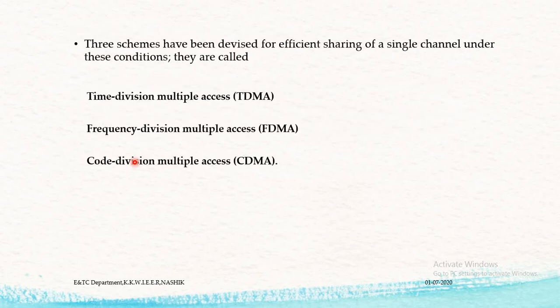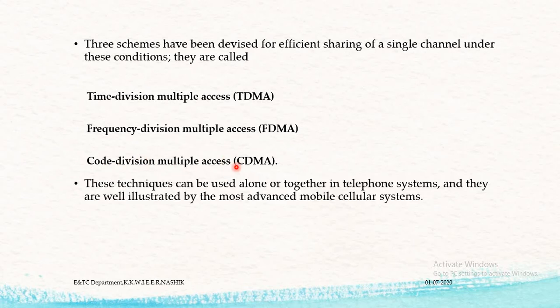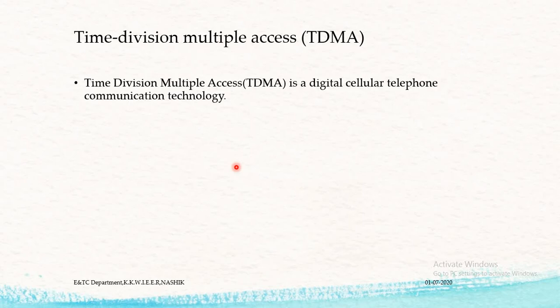There are three basic schemes which have been devised for efficient sharing of a single channel under these conditions, and they are called TDMA, that is time division multiple access, FDMA, frequency division multiple access, and finally CDMA, that is code division multiple access. These techniques can be used alone or together in telephone systems, and they are well illustrated by most advanced mobile cellular systems. The first one is time division multiple access, TDMA.